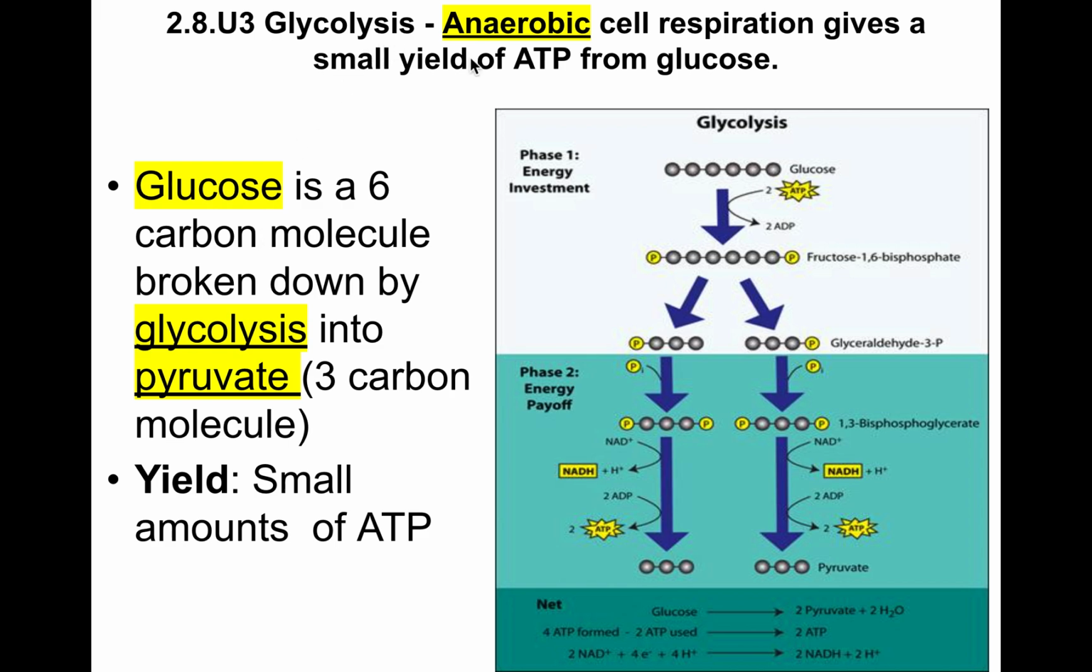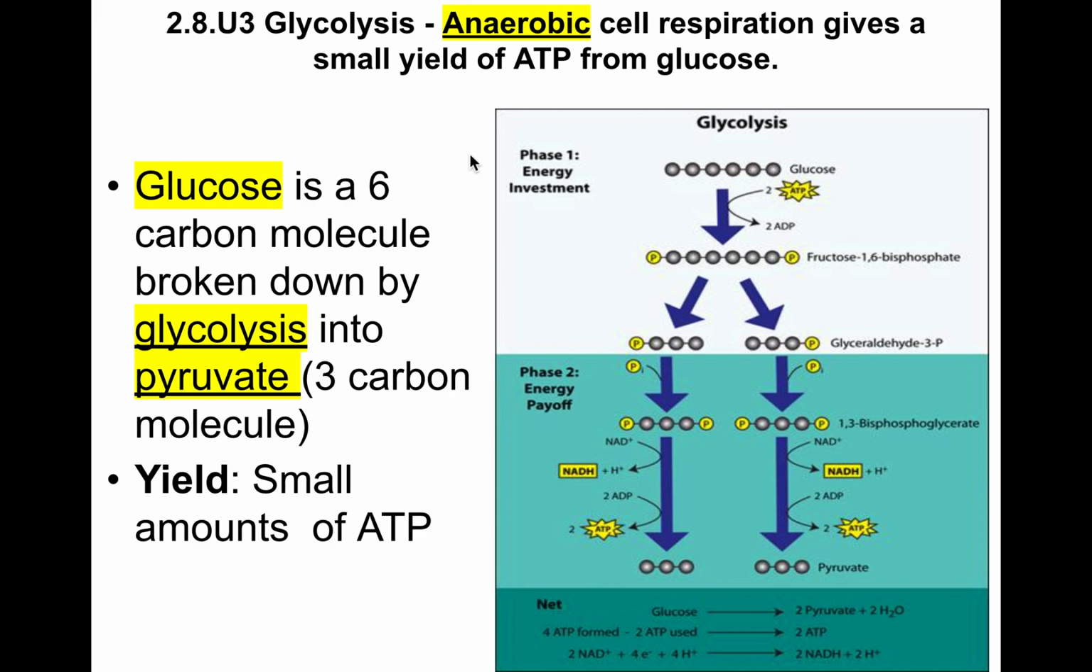So let's focus first on the anaerobic process. Glycolysis, which is the first step of cellular respiration, does not require oxygen. It's happening in the cytoplasm of the cell. Anaerobic cell respiration gives a small yield, so that means a small amount of ATP from glucose. The original substrate or reactant is going to be glucose. So you're going to eat something, a lipid, a protein, a carbohydrate, and this is a 6-carbon molecule. Remember the shape of a glucose, it has the 6 carbons.